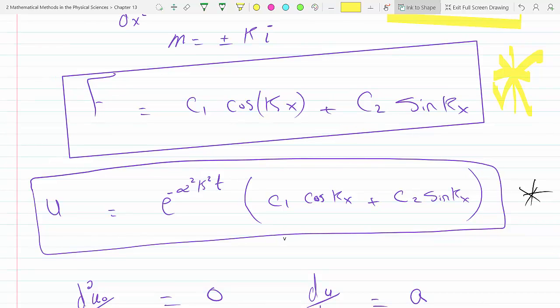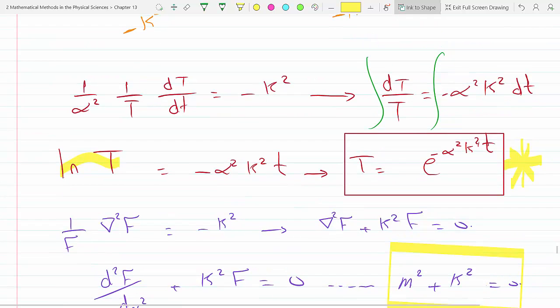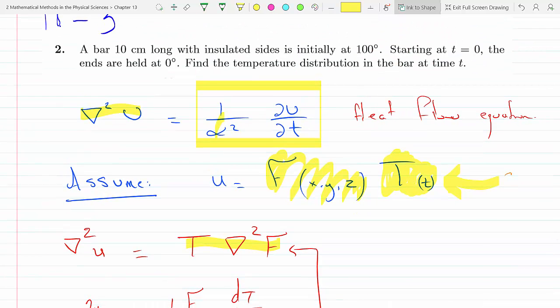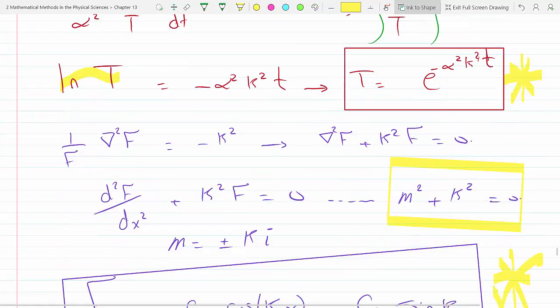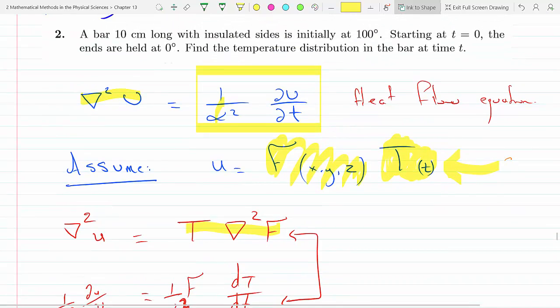Now, you might ask, what's with y and z? Well, if we look at the question carefully, there's no y and z here, because it's just a bar. So the heat is moving in one dimension, from left to right. That means I don't need the y and the z. So simply this is my f, and now I know that my original assumed solution is f times T, and I found both.